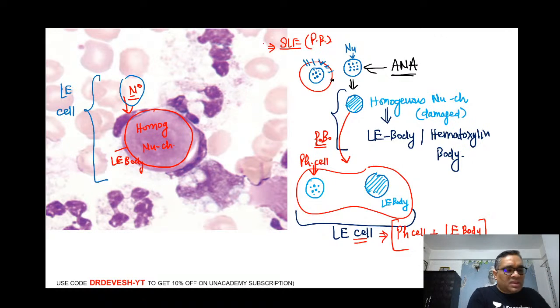So LE body and LE cell are very important things which the examiner asked in the 2016-17 All India exam. So what is an LE body? An LE body is the nucleus which has damaged homogeneous nuclear chromatin. What is an LE cell? An LE cell is a phagocytic cell which has engulfed the damaged nuclear chromatin, right? So these are the important things which I wanted to discuss about SLE. Next session I will be announcing soon, and we'll be discussing some other autoimmune disorder, and this series will keep continuing like this.